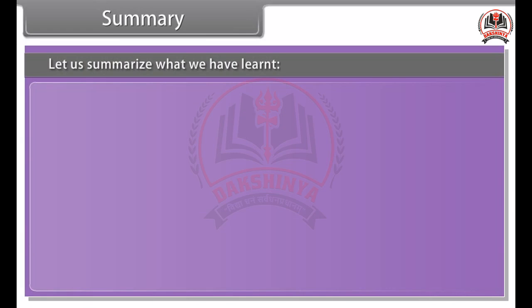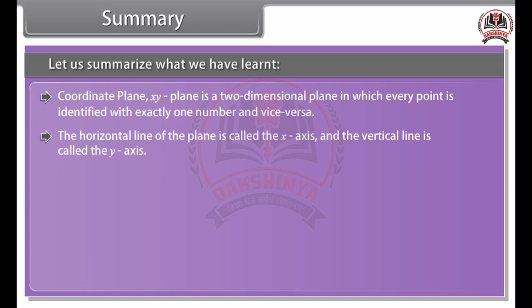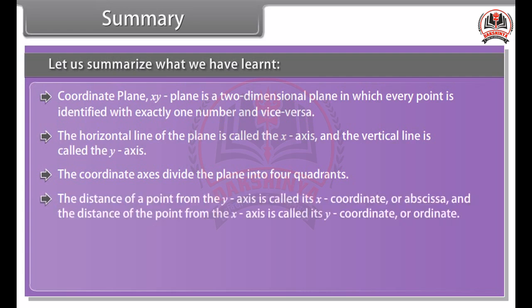Summary. Let us summarize what we have learned. Coordinate plane, XY plane, is a two-dimensional plane in which every point is identified with exactly one number and vice versa. The horizontal line of the plane is called the x-axis and the vertical line is called the y-axis. The coordinate axes divide the plane into 4 quadrants. The distance of a point from the y-axis is called its x-coordinate or abscissa, and the distance of the point from the x-axis is called its y-coordinate or ordinate. The coordinates of the origin are 0, 0.